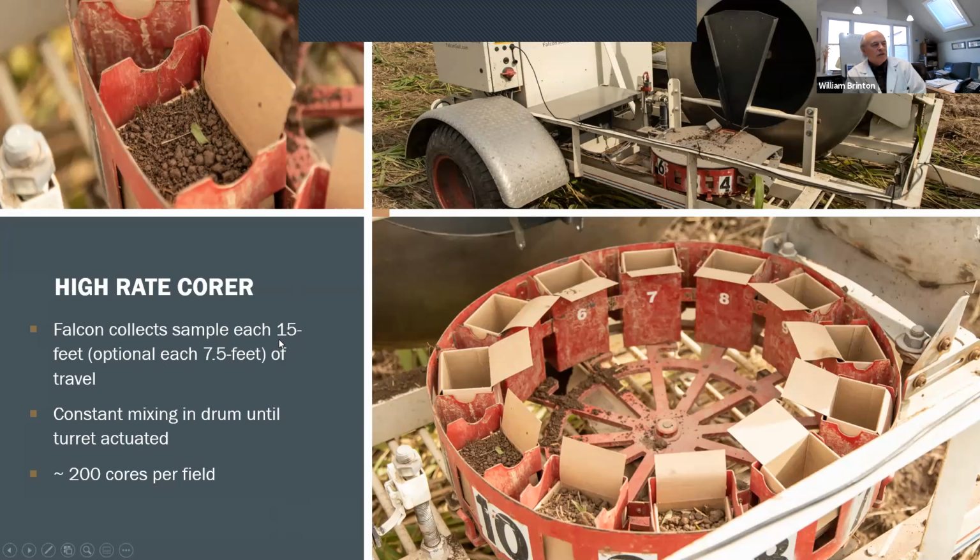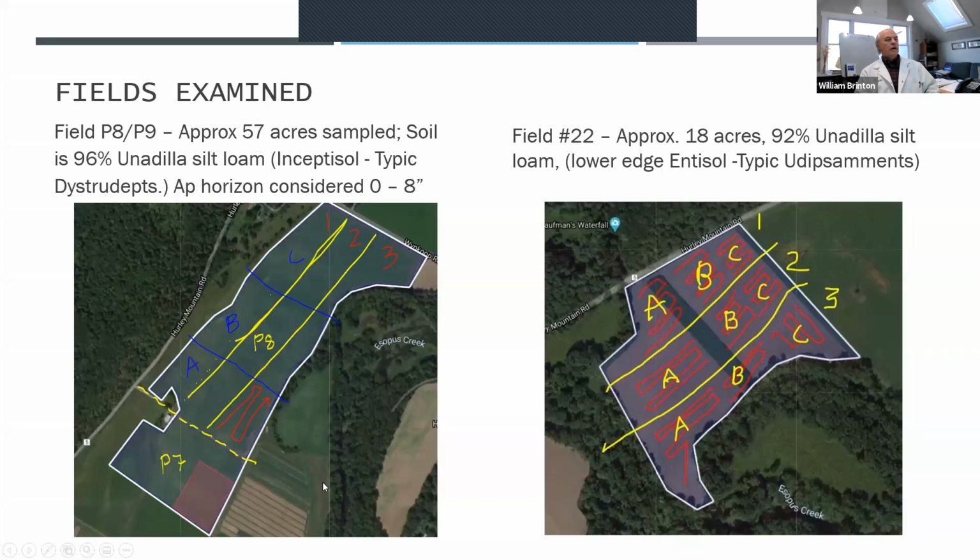And I think we're going to try to do some more in that direction. But look at this, it takes a sample every 15 feet. You can increase that to 7.5 foot distance by adding another core onto this big drum. For some reason, they didn't offer that to us at the time, but that would require you to have more boxes and be emptying it more frequently. But approximately, it's taking 200 cores per field. And I'll compare that to going out there and taking 6 to 12. So again, the idea or hypothesis is, can we get a better sense of what we have across the field taking more samples?